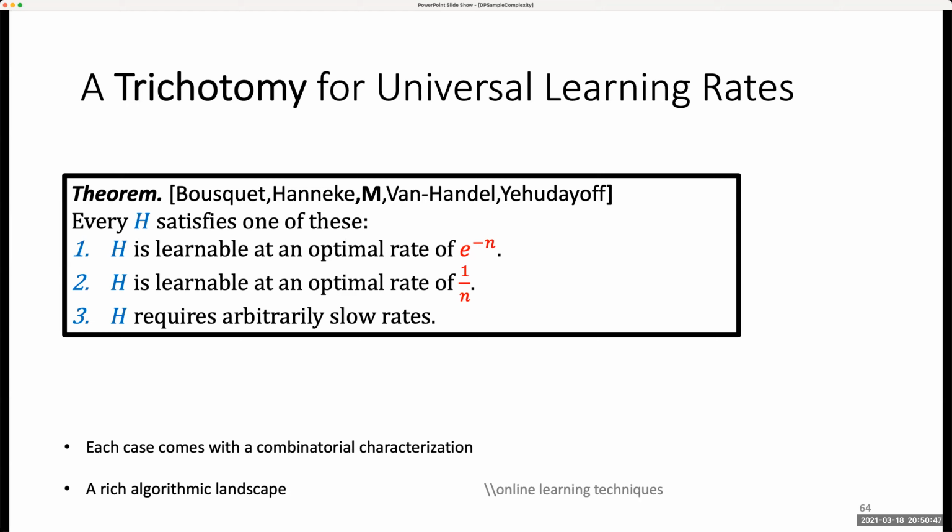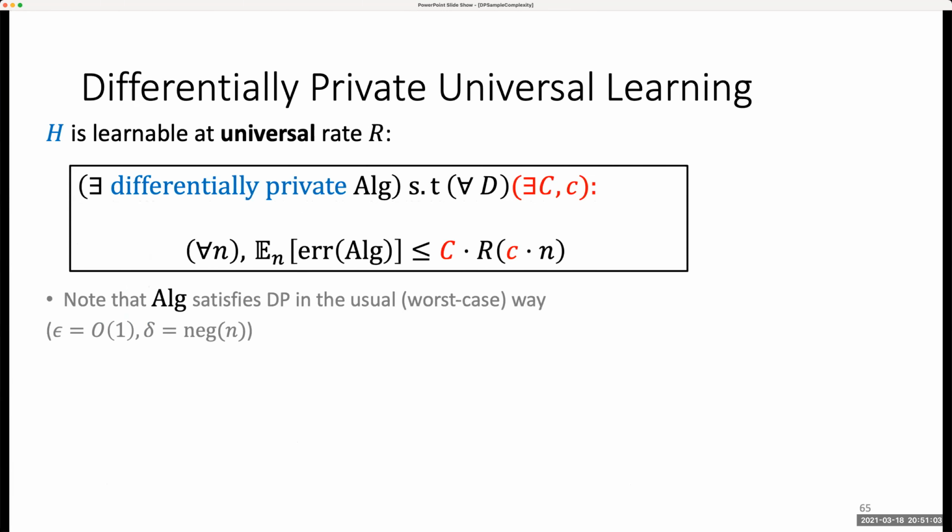And okay, so basically my point is that once we change the definition a little bit, we get a much more favorable, peaked landscape of learnability. And it is also interesting to explore differentially private learning in this setting. Right, so we will say that H is differentially private learnable at rate R if there exists a differentially private algorithm. So still, the algorithm has to be differentially private in the same sense, right? So whenever the input size is n, it is epsilon-delta private, with epsilon being a constant and delta negligible in 1 over n. But we only measure the learning rate using this universal lens.